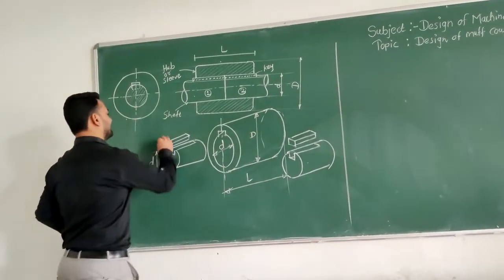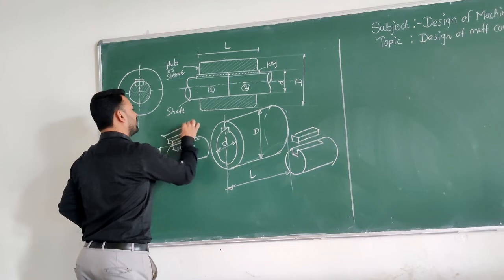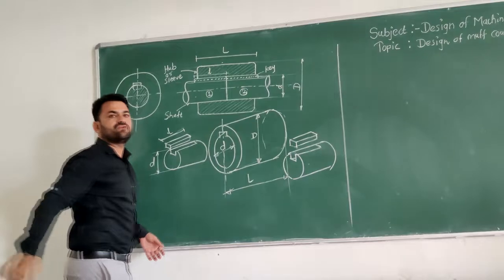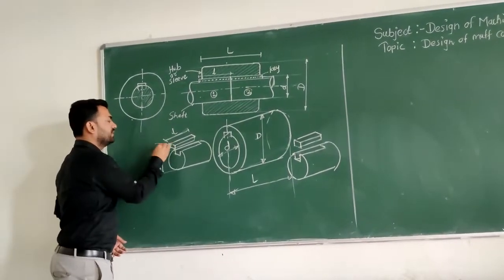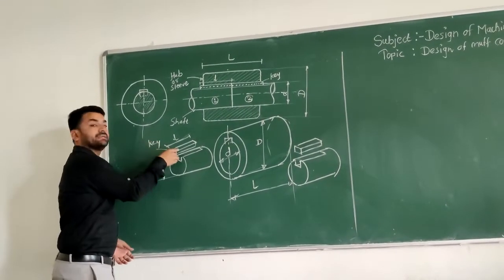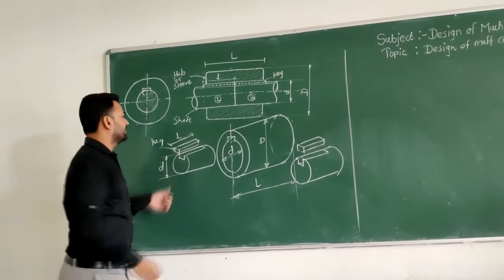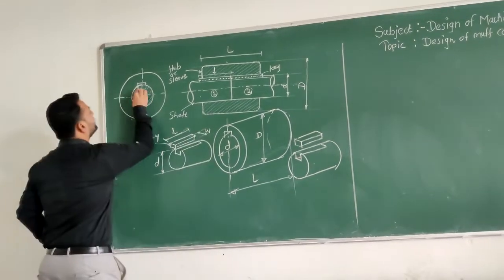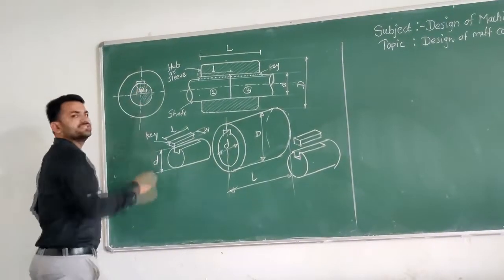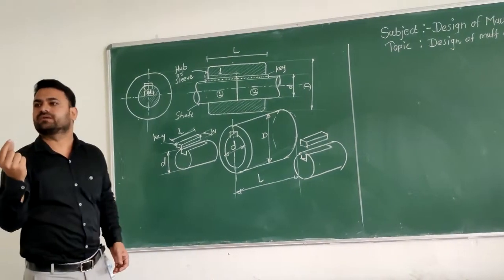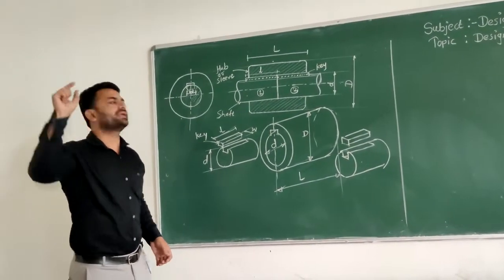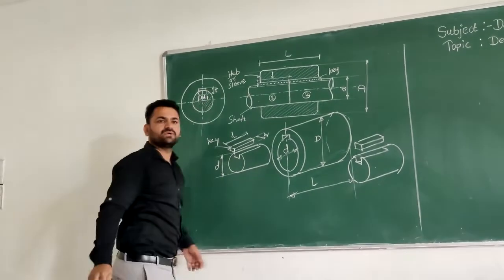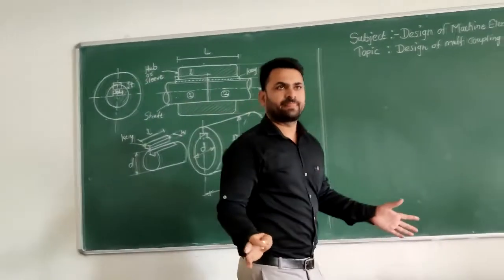Then here is the key. Here is small l, the length of the key. Here, this is the W, the width of the key. Then T is the thickness of the key.